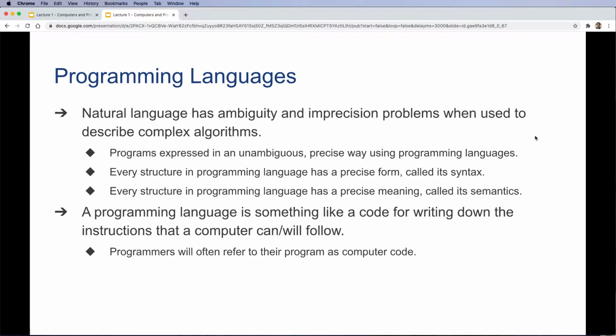Programmers will often refer to their program as computer code. The process of writing an algorithm in a programming language is often called coding.